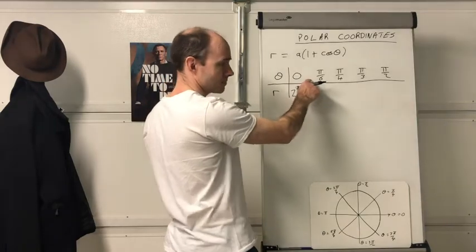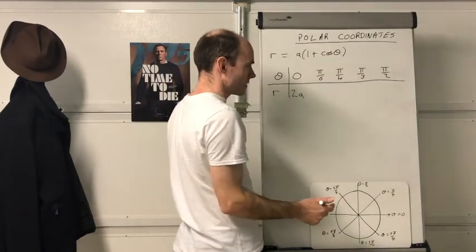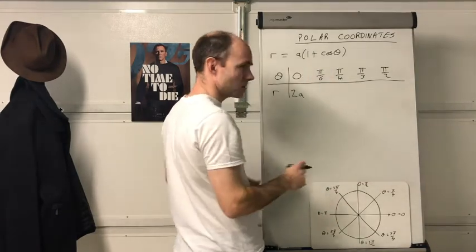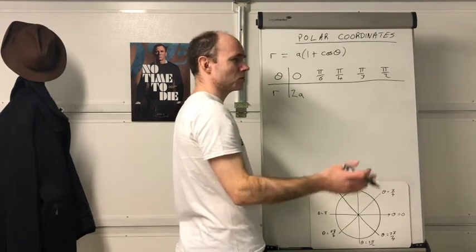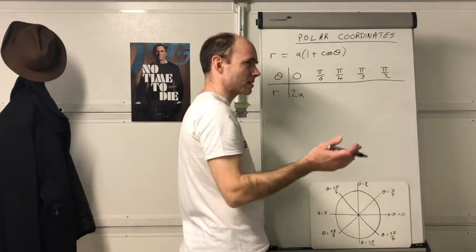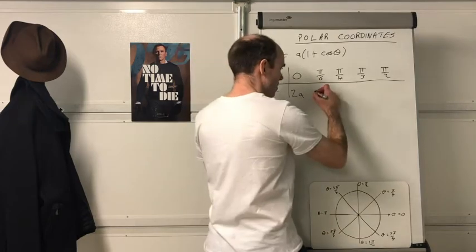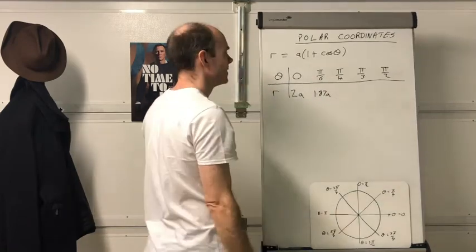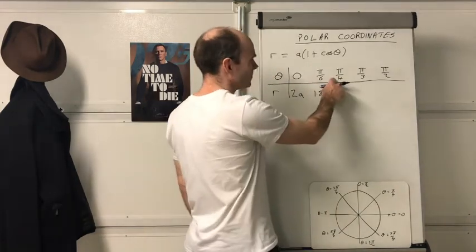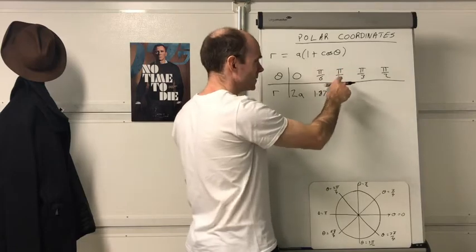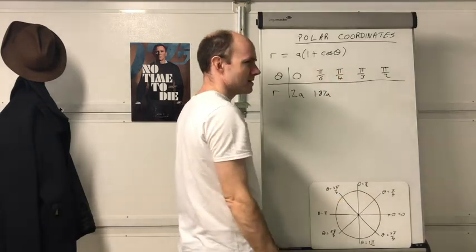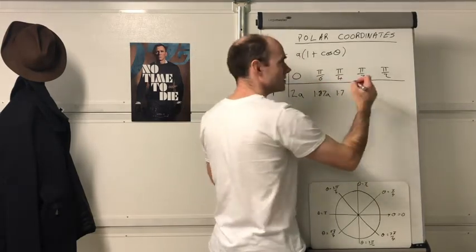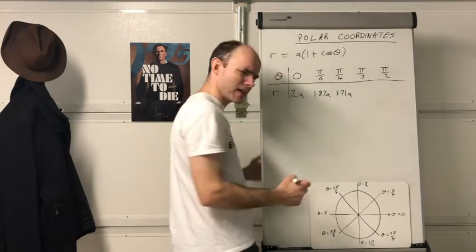Right, pi over 6. Cos pi over 6 is root 3 over 2, plus 1. 1 plus root 3 over 2. What's root 3 over 2? 0.866. 1 plus that is 1.866, so 1.87. Would you be happy with that? Of course you'd be happy with that. Pi over 4. Cos pi over 4 is root 2 over 2, 0.707, plus 1 is 1.707, so 1.7. Would you be happy with that? Again, of course you would be.